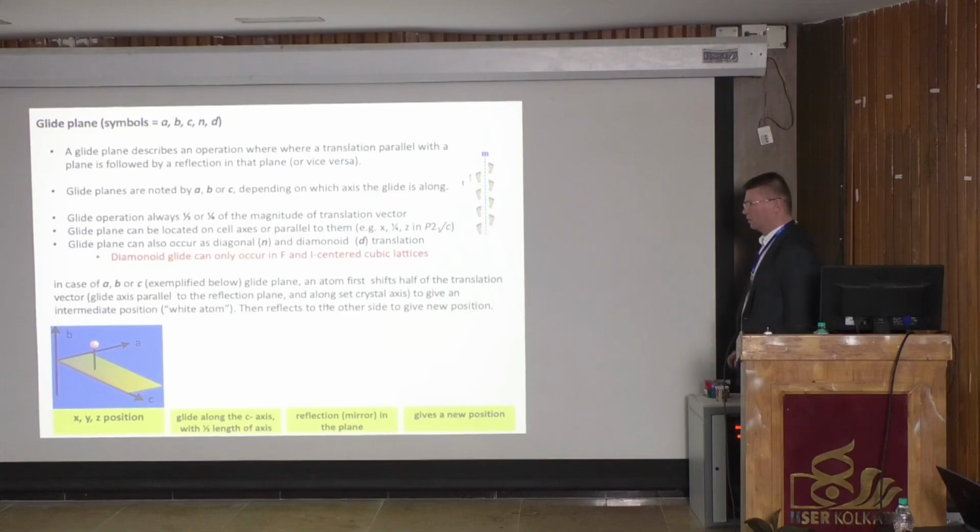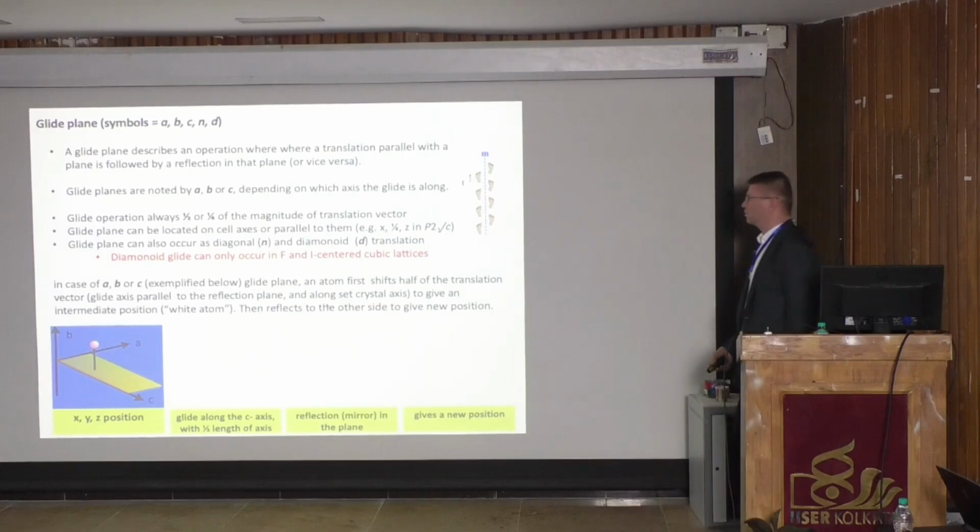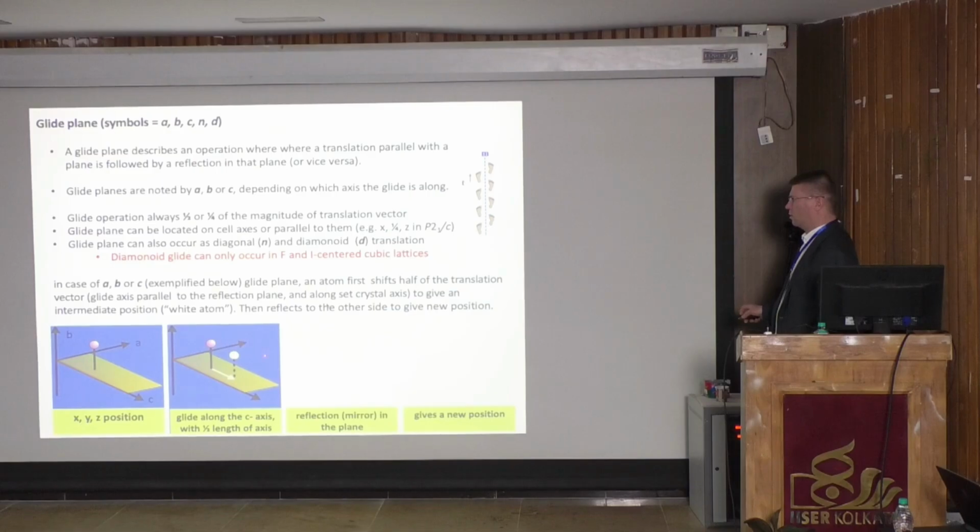This is like this kind of a movement in two dimensions. Of course, three dimensions is slightly different. And the idea is that this is a little bit complicated thing to visualize again, but here we have now, we start from the XYZ position. We now glide along, in this case, the c axis, and now it's one half of the length of the axis.